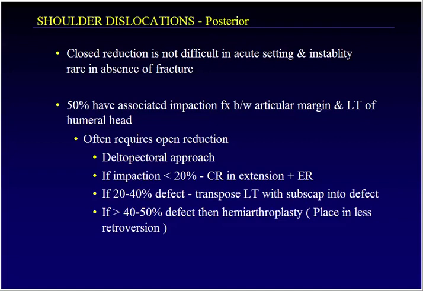If the impaction is less than 20%, you can treat them with closed reduction and extension. If you have a 20 to 40% defect, you can transpose the lesser tuberosity with the subscapularis into the defect. If the defect is greater than 40 to 50%, then reconstruction of the humeral head is probably not the best option, and that patient should be considered for prosthetic replacement of the proximal humerus, remembering that you want to probably place the humeral component in less retroversion than you would otherwise.